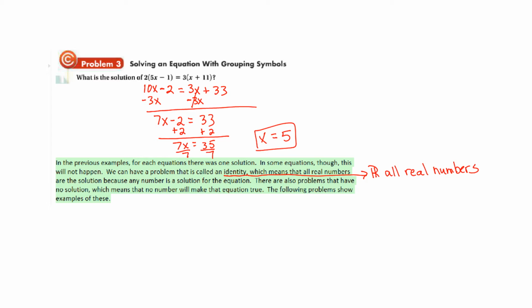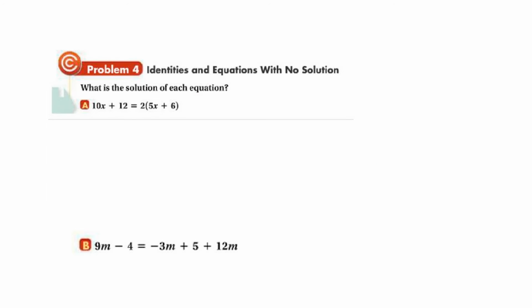And then there are also problems which are going to have no solution. And in that case, no number makes that equation true. And the following problems will show examples of these. So if we look at this problem 4a, following my steps, on the right side, I need to clear the parentheses. The left side stays the same, 10x plus 12. And the right side, I do the distributive property. 2 times 5x is 10x, and 2 times 6 is 12.